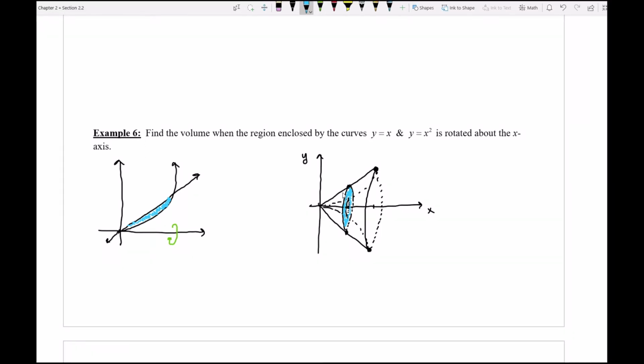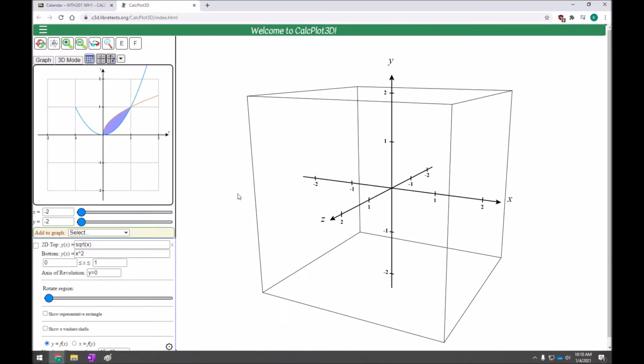So again, let's take a look at the online 3D grapher to get a better sense of what's going on here. If we switch over to this, what we can see right away is that we need to adjust our top and bottom curve in order to create our region. We saw that our top curve was given by the line y equals x, and our bottom curve was given by y equals x squared, which is already written in here. I can also see that I'm going from 0 over to 1, and that we indeed were revolving around the x-axis, or the line y equals 0.